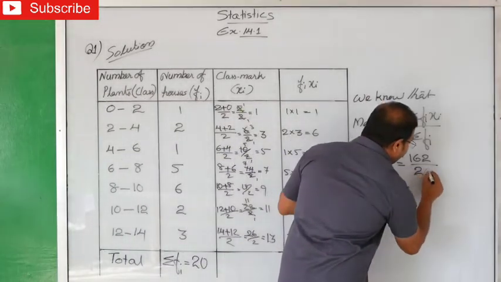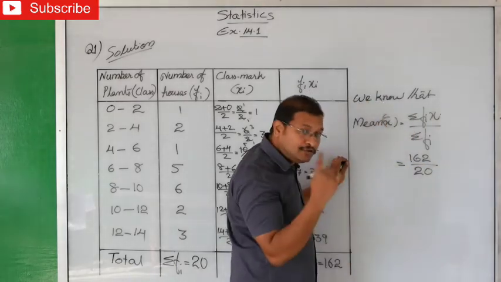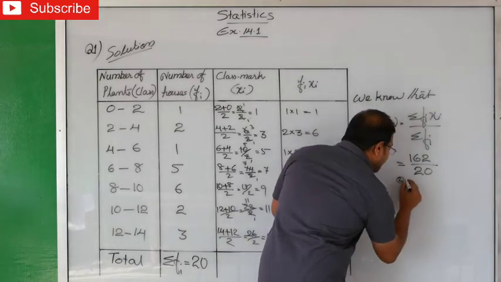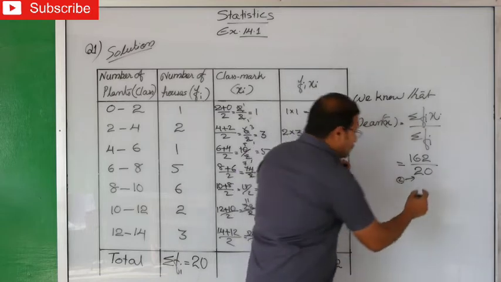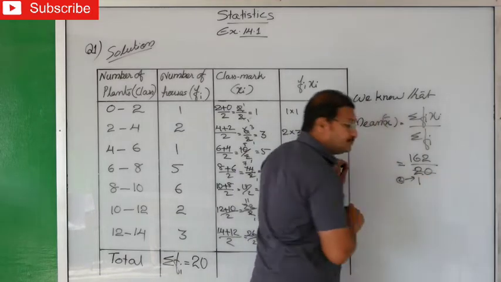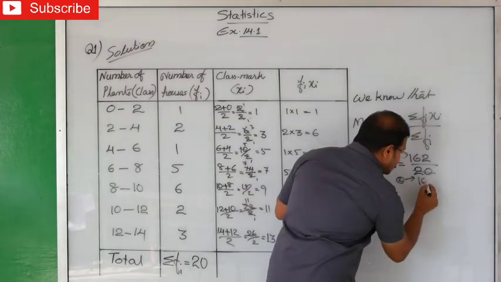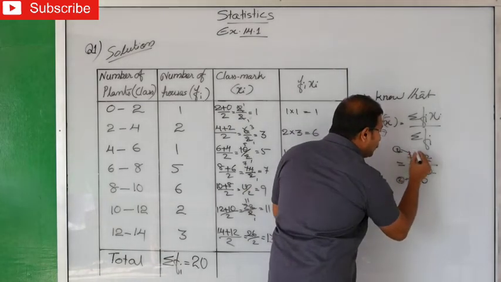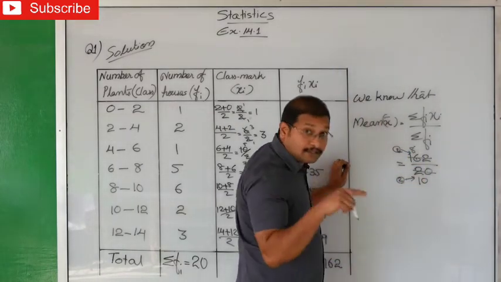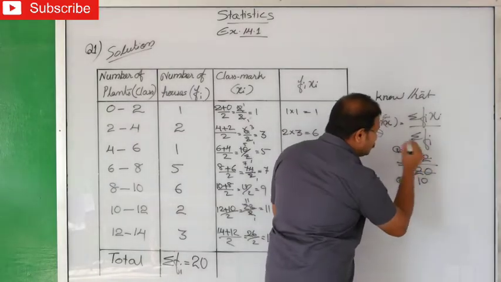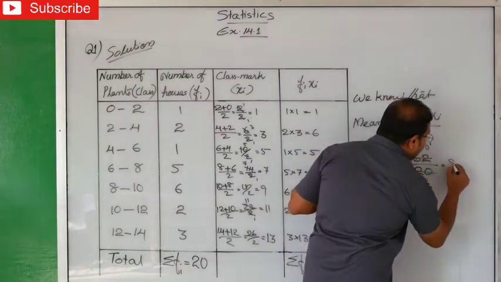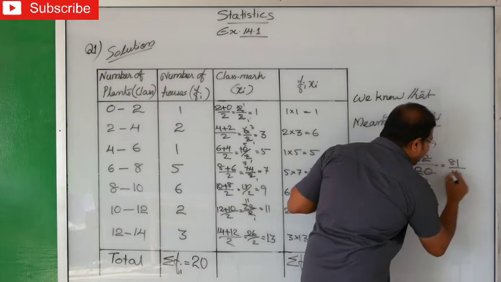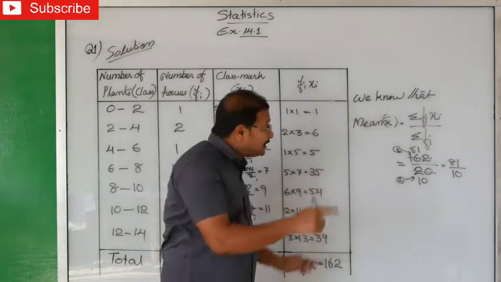Now what will you do? We'll divide by 2. We'll cancel by 2. Ready? So 2 ones are 2, and the balance we write 0 here. Now we'll cancel by 2. 2 eights are 16, 2 ones are 2. So we got it now: 81 divided by 10.